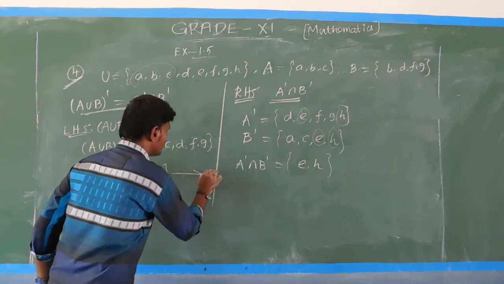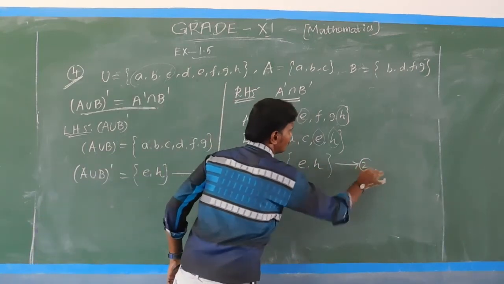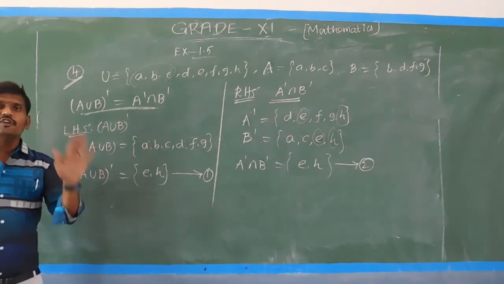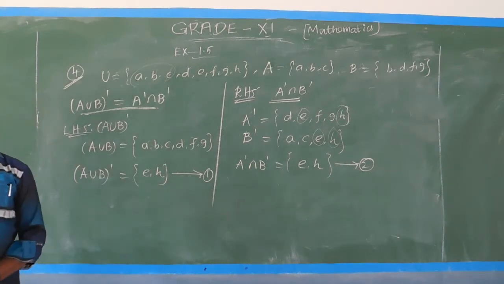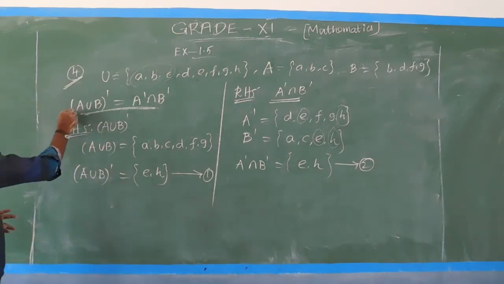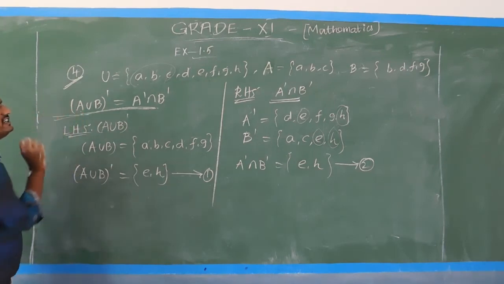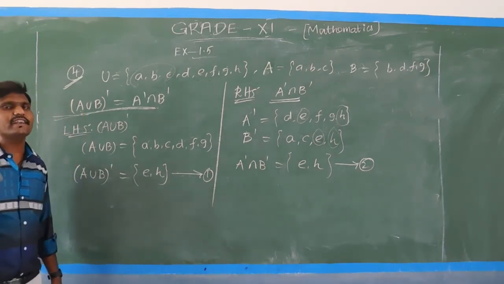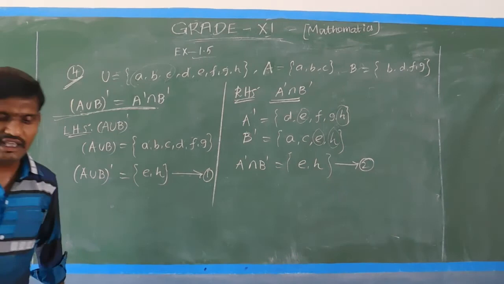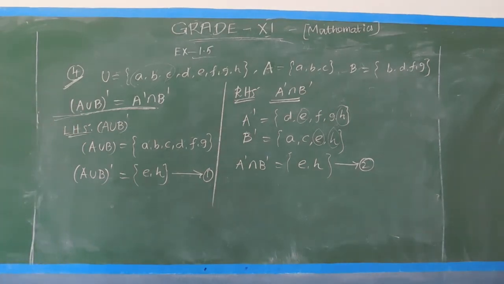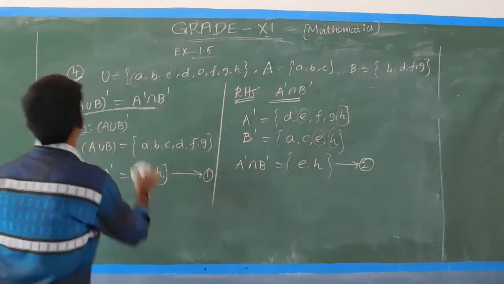So this is your equation number 1, and that is your 2. So from 1 and 2, I verify De Morgan's law. The same way, you also have to verify A intersection B the whole dash equal to A dash union B dash. Okay, have you got it, children? Yes. Fine. Now I am coming to the Venn diagram.